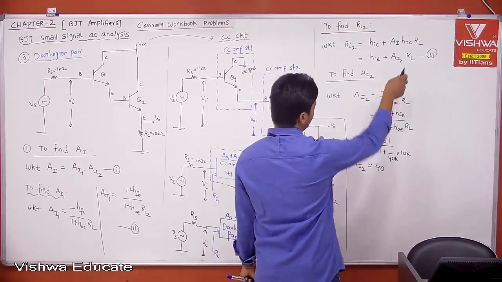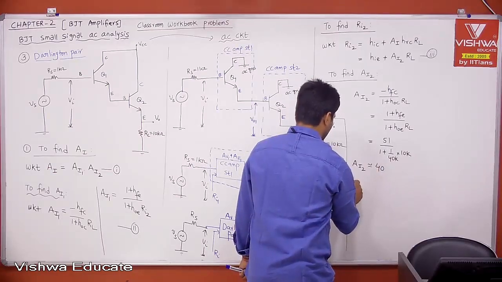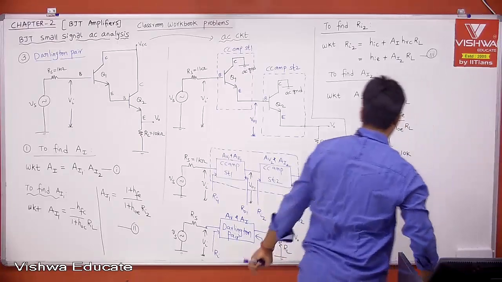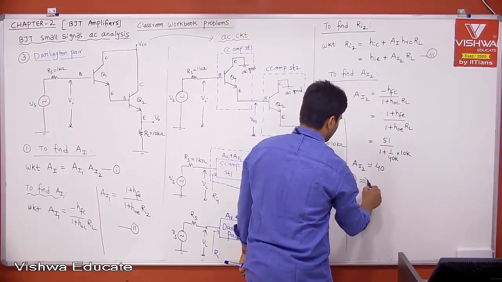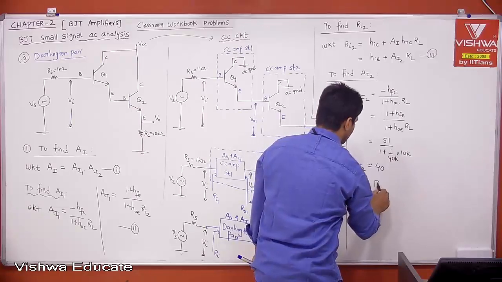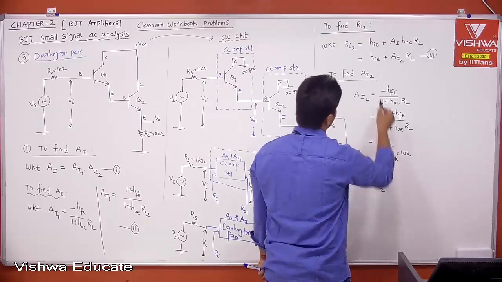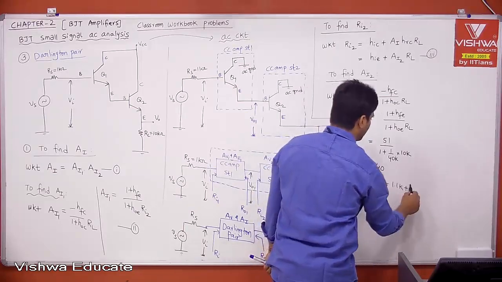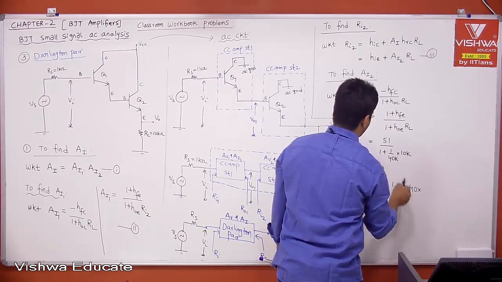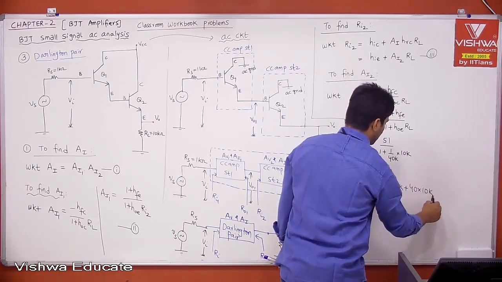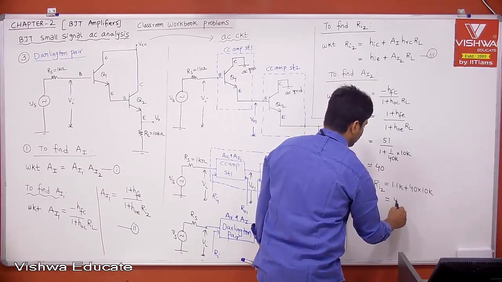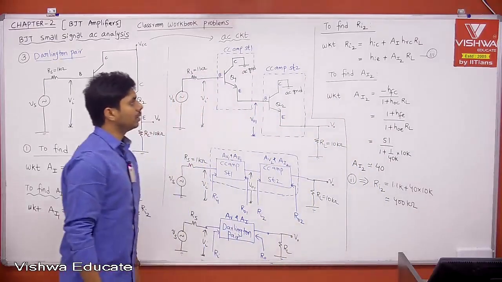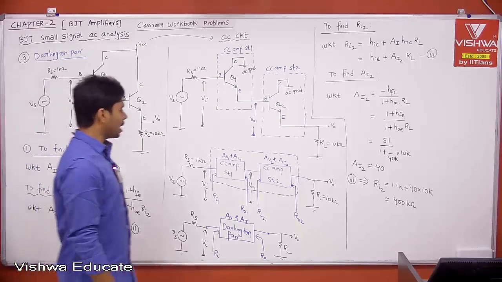Now, equation 3 implies what is Ri2? Ri2 is equal to HIE 1.1K plus AI2 40 into RL 10K. Therefore, it is 401K approximately, to make it simple, 400 kilo ohm. Therefore, we got Ri2. Then immediately AI1.